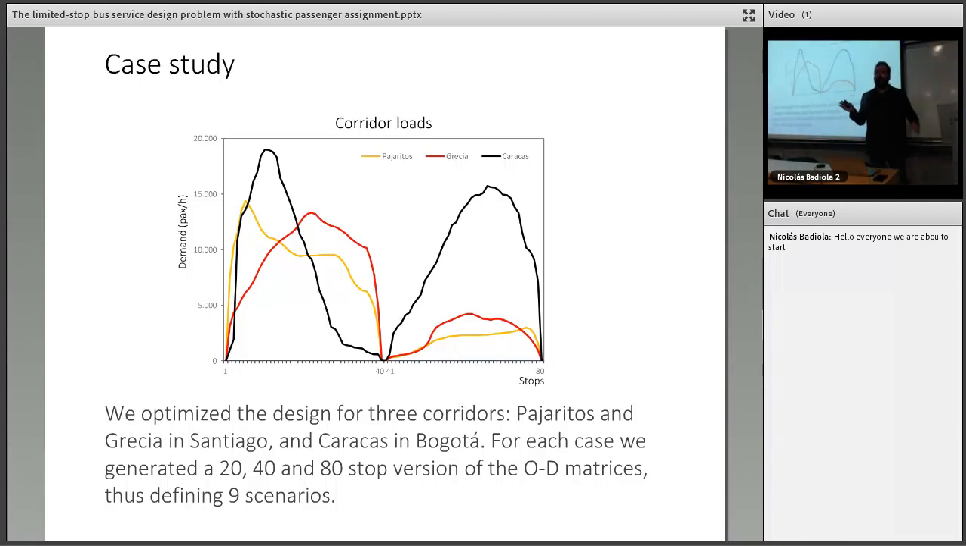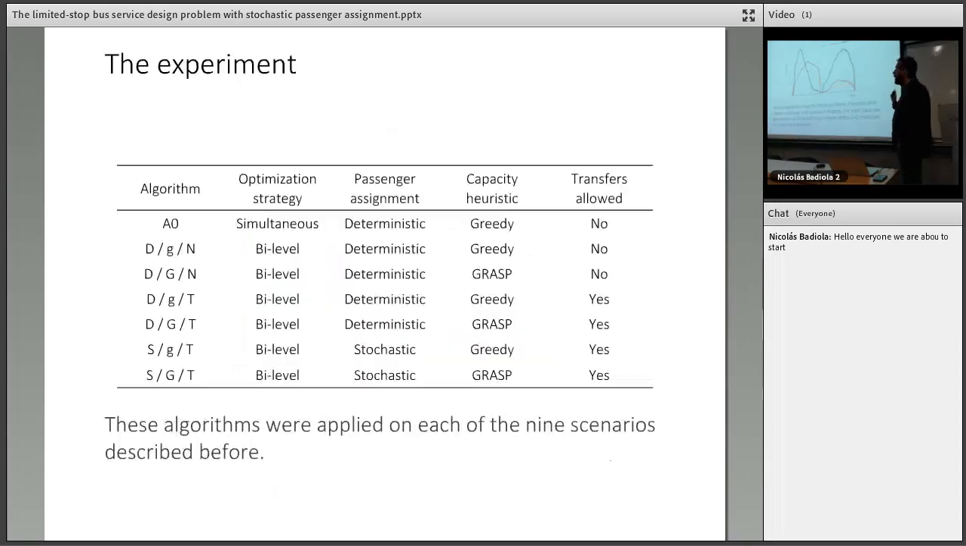And for each of these three corridors, we created instances with 20, 40, and 80 stops in total, and we adapted the demand matrix to fit the number of stops we wanted to work with. So this way we created 9 scenarios to start. And then we performed this experiment where each of these 9 scenarios was solved using different variations of our algorithms.